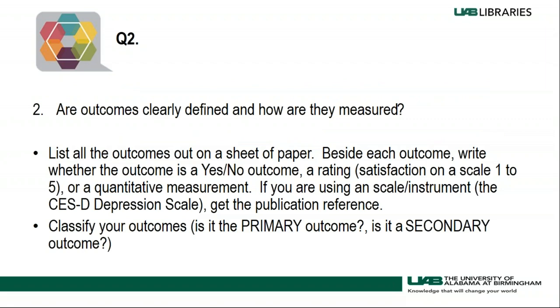Are outcomes clearly defined and how are they measured? There is nothing more frustrating than studying something, reading a paper, going through all these things, and then having to say, what did they measure? What have they done? And why have they done it? And I can't figure out what they measured.